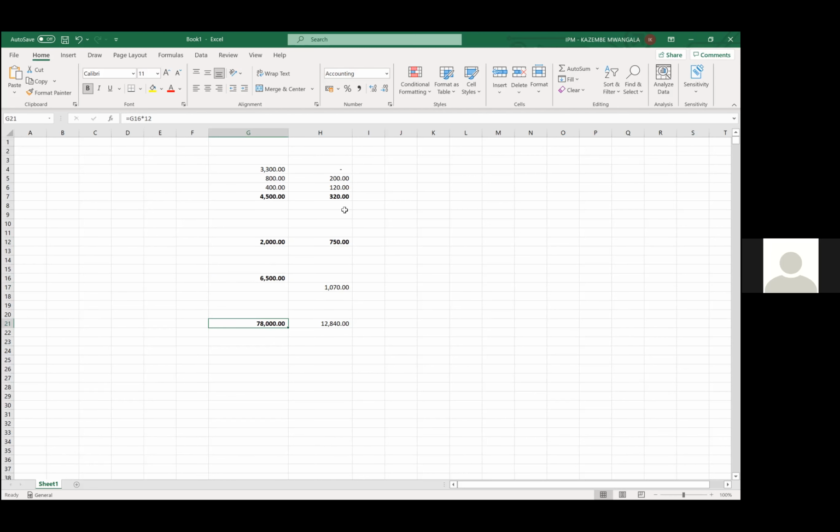But the total tax that they pay per month from the two employments, we've got the 320 from the first employment and the 750 from the second employment, giving us a total tax of 1,070 per month. So 1,070 times 12 months gives us total tax in a year of 12,840, isn't it? I hope we are following.